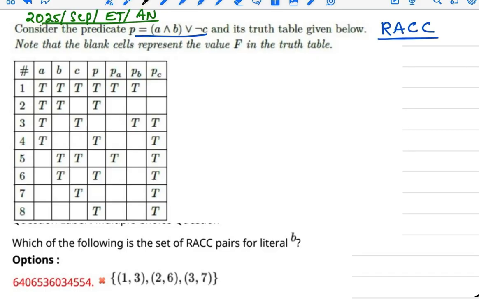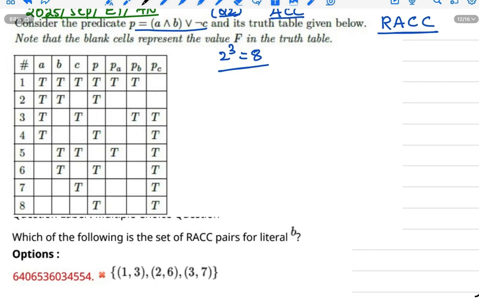First consider the letters A, B, C, three variables, 2 power 3, so 8 combinations are there. You can write true, true, true, then false, false, false, all false. Note that the blank cells represent the value F in the truth table. Friends, this concept is related to the quiz 2 syllabus, clause coverage criteria, ACC, active clause coverage criteria. One of the criteria is RACC, restricted active clause coverage criteria.